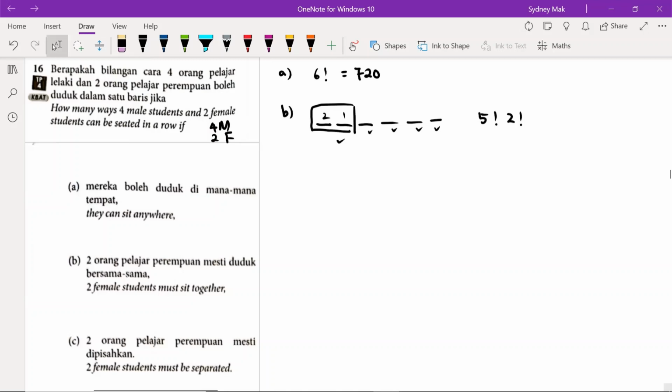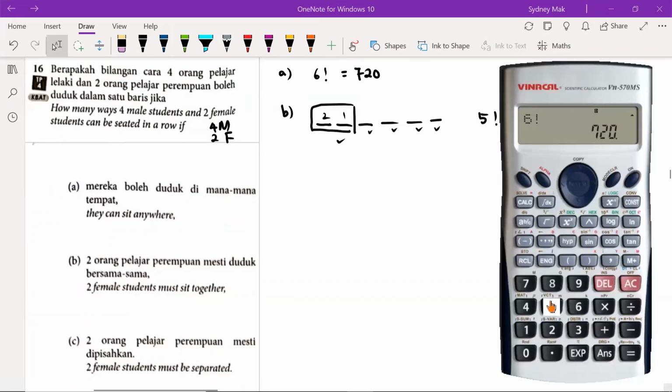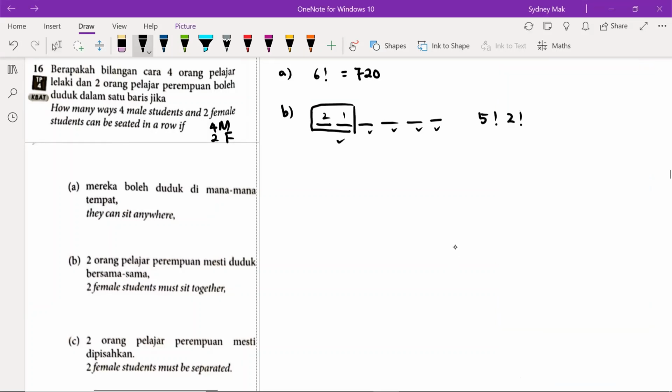So arrange externally, followed by arrange internally. So 5 factorial times 2 factorial. So we got 240 ways. 240 ways to arrange the students in such a way.